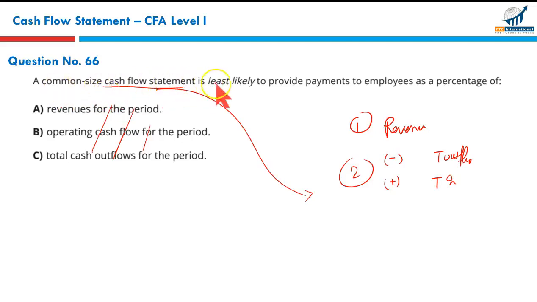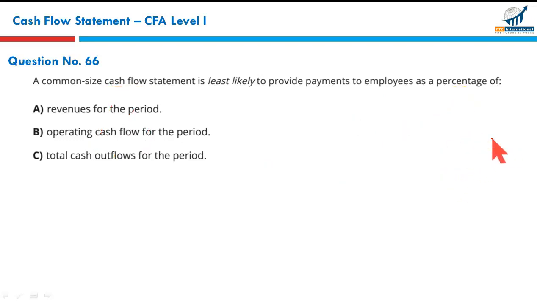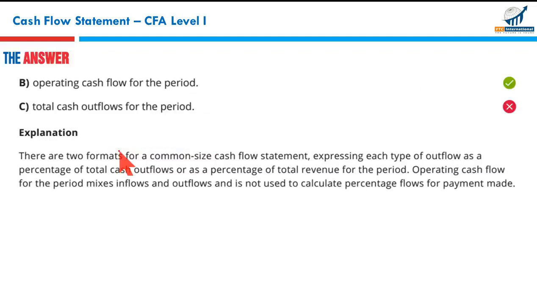So common size cash flow statement is least likely to provide payment to employees as a percentage of what? Payment to employees can either be given as a percentage of revenue or as a percentage of total outflows. So it could be either revenue for the period or the total cash outflow for the period, but there is no way we take it as a percentage of operating cash flow for the period. These are just the two allowed or two normally used methods. There are two formats for common size cash flow statement, expressing each type of outflow as a percentage of total outflow or as a percentage of total revenue.